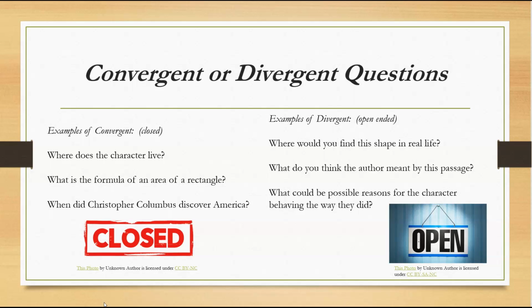Students can find the answers in text and can memorize the answer. These questions are ways to assess students' comprehension. They are either correct or incorrect. Divergent questions are also known as open-ended questions because there are many answers for each question, which require critical thinking. And on this slide, I have posted several examples of convergent closed type questions and divergent open-ended questions.